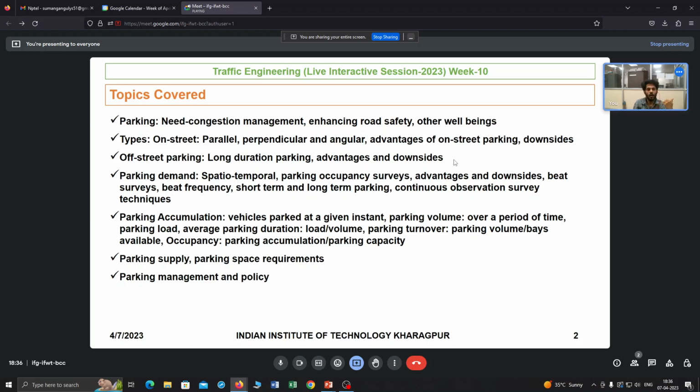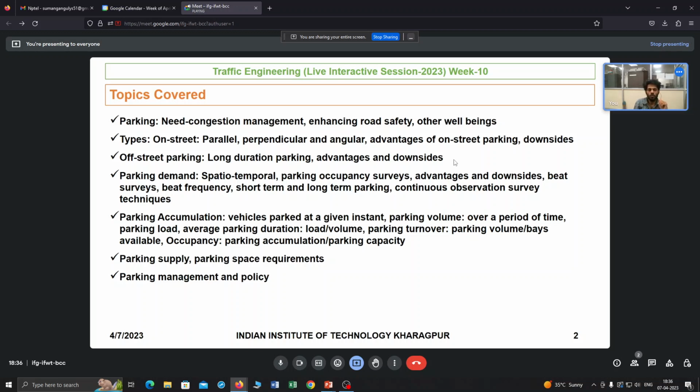Then maybe at 11 o'clock we find that the number of vehicles parked is 25, right? It accumulates, it increases to 25. Then 30. So that is how we calculate the parking accumulation, how many vehicles are accumulated at a particular instance of time.